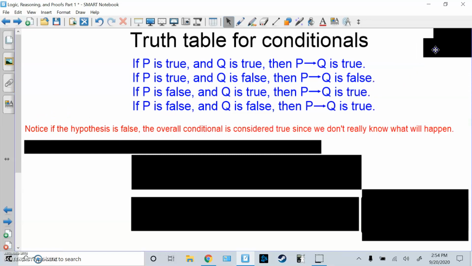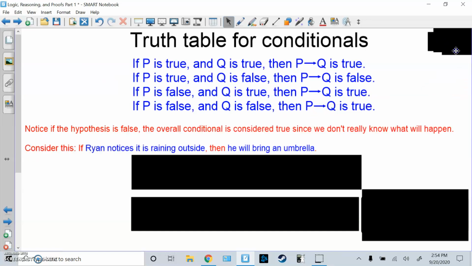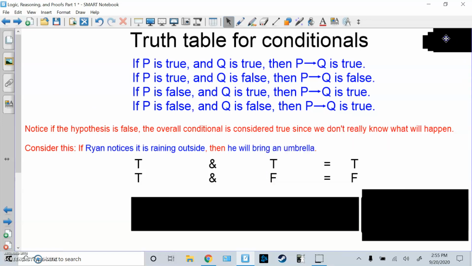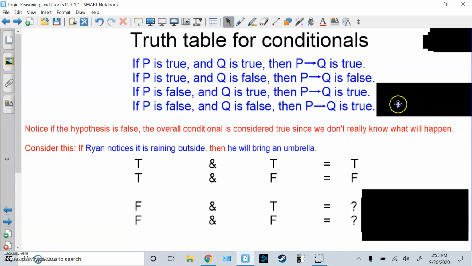So notice if the hypothesis is false, these bottom two are the confusing ones. The overall conditional is considered true since we don't know what will happen. Here's an example. If Ryan notices it is raining outside, then he will bring an umbrella. So the first part, true, true, true. If he notices it's raining and he brings an umbrella, that is a good thing. If he notices it's raining and he does not bring his umbrella, that's false, the opposite of that, then he's in trouble. Now the reverse.